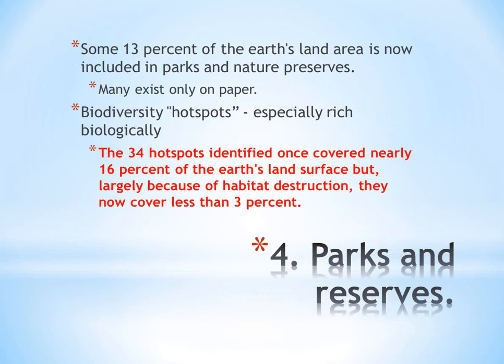4. Parks and reserves. Some 13% of the Earth's land area is now included in parks and nature preserves. Many exist only on paper. Biodiversity hotspots, especially rich biologically. The 34 hotspots identified once covered nearly 16% of the Earth's land surface, but, largely because of habitat destruction, they now cover less than 3%.